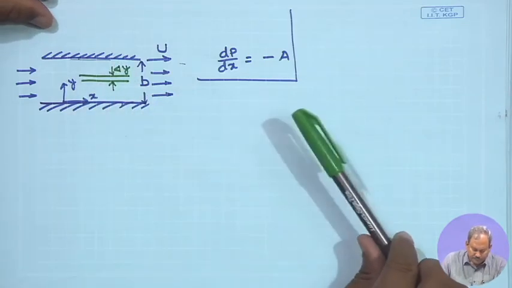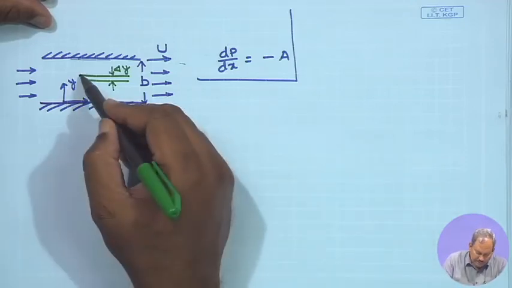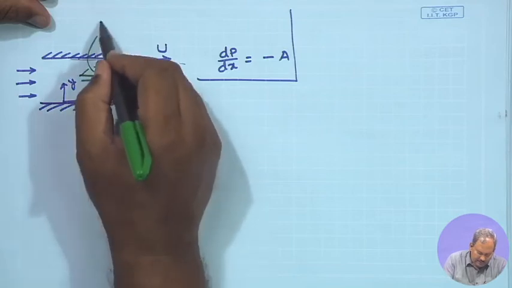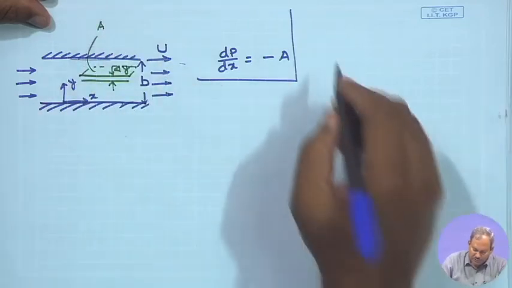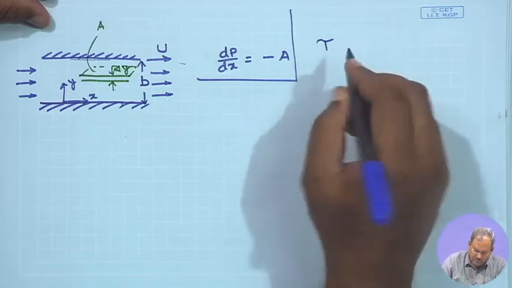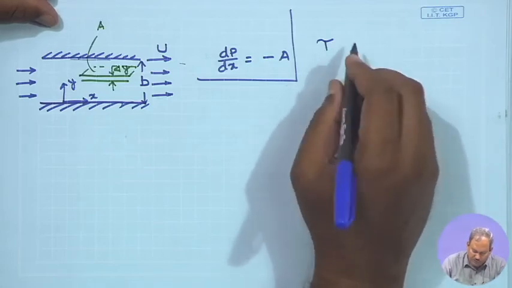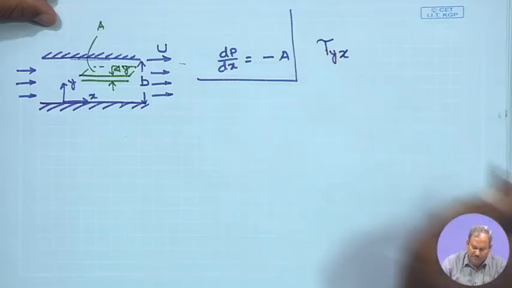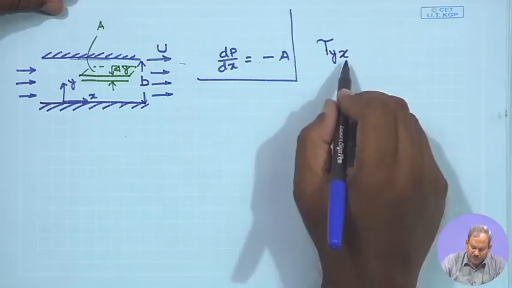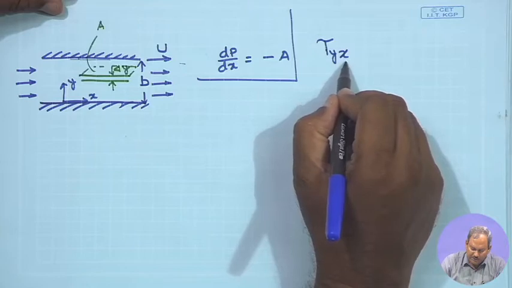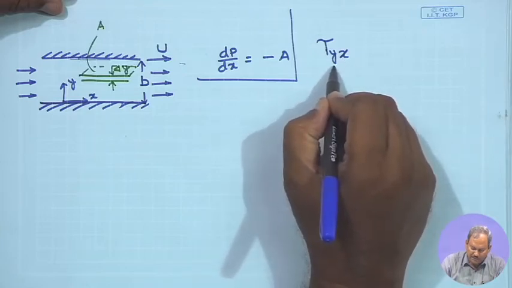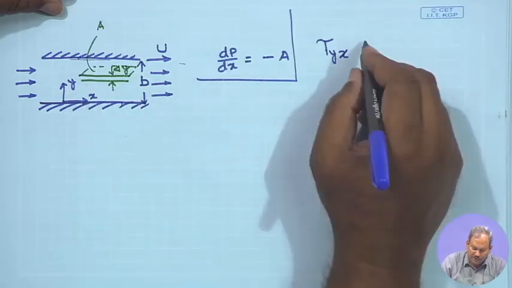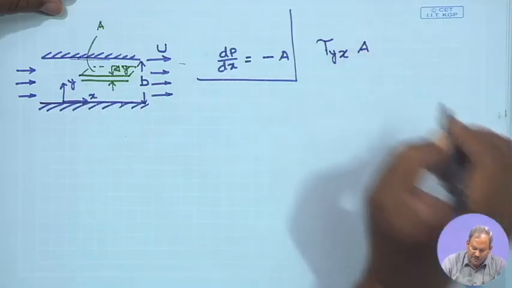Let us say the area of this is A. So, the shear stress tau is going to have two subscripts: the principal direction of motion and the direction in which the momentum gets transported. So, it is going to be tau y x, x being the direction of motion and y being the direction in which the momentum gets transported due to viscosity, and this acts on an area A.